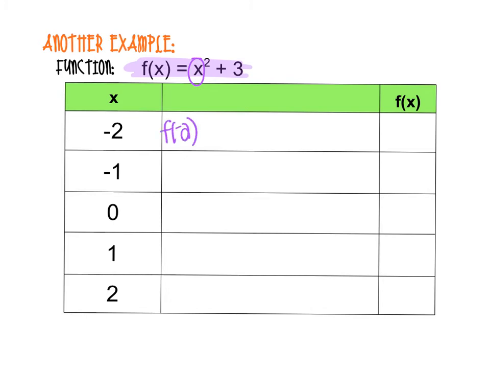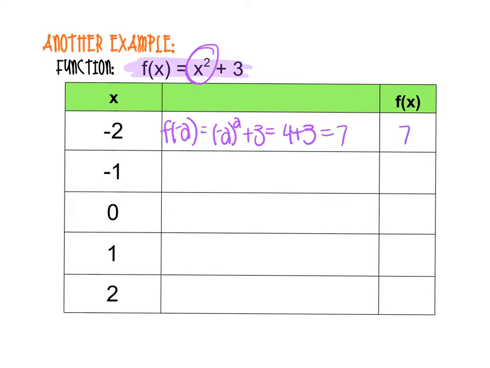The biggest thing I need to stress to you, and you guys need to remember, is that when you plug these numbers in, you need to make sure to put parentheses around them. This is because this function is telling me that I'm going to square whatever x is. And in this case, x is negative 2. So I want to make sure that I square negative 2. So negative 2 squared is 4. And then 4 plus 3 is 7, because you're still going to do your order of operations, and your exponents need to be first.